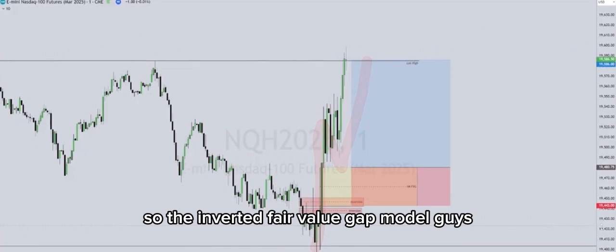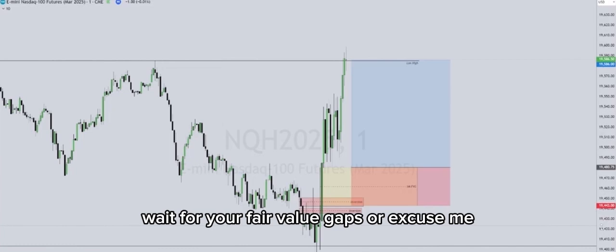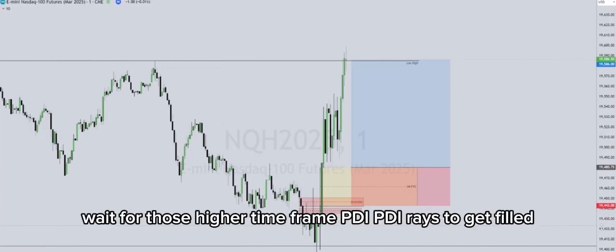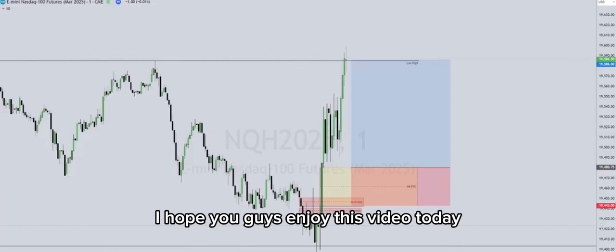So the inverted fair value gap model, guys, it's very simple. Don't overcomplicate it. Wait for your liquidity to get swept. Wait for those higher time frame PD arrays to get filled, and then look for your models on the lower time frame.